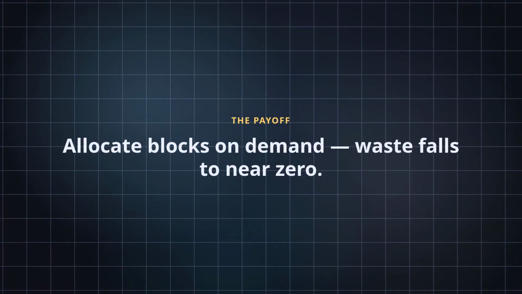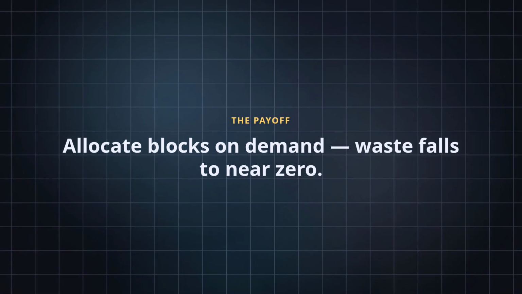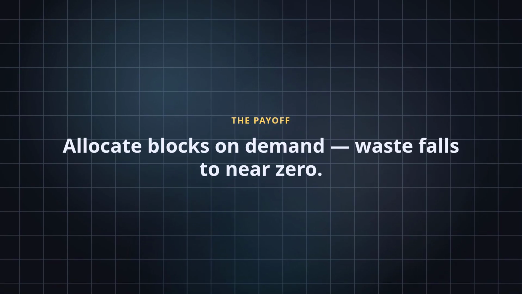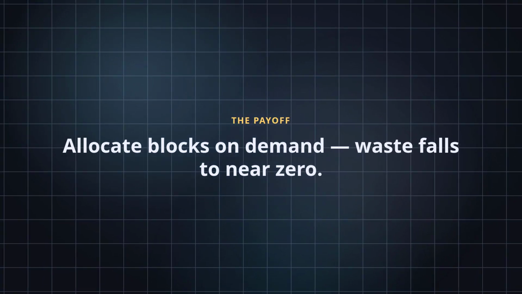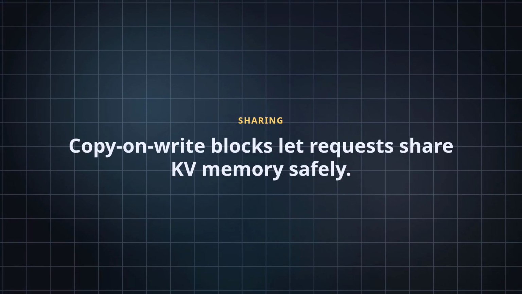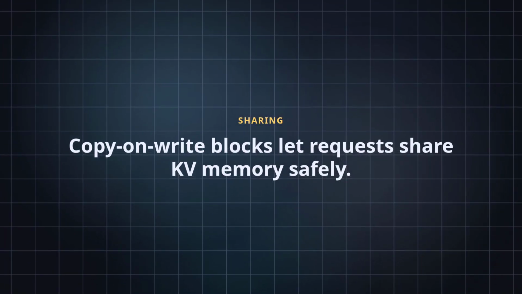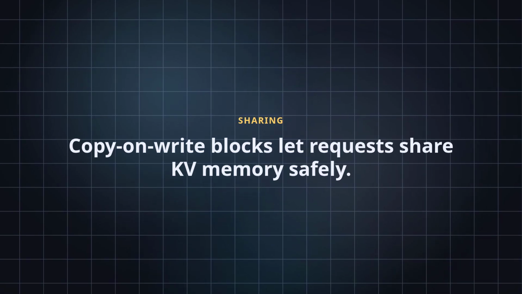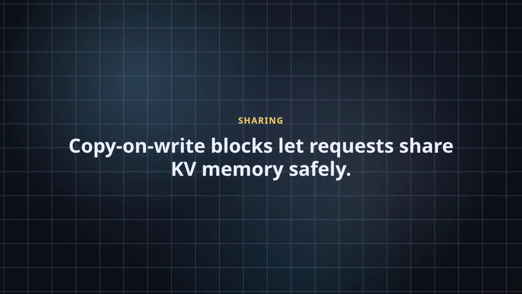Blocks are allocated on demand as a sequence grows, so only the final block of each request is ever partially filled. That brings KV cache waste down to near zero, instead of the 60 to 80% seen before. Blocks also unlock sharing. When several outputs branch from one prompt, they can point at the same physical blocks, and a block is copied only when one of them writes to it, copy on write, again straight from operating systems.